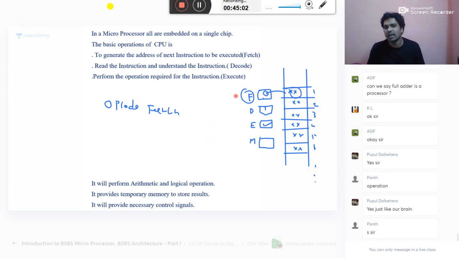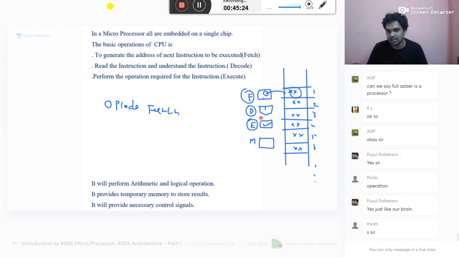Fetch is nothing but reading. Then what to do? Decode it. Decode means understand. According to computer terminology, fancy terminology, it is understanding. Then the decoder will generate, as shown earlier, the necessary control signals to do the job. Then do the job. Doing the job is what we call execute.